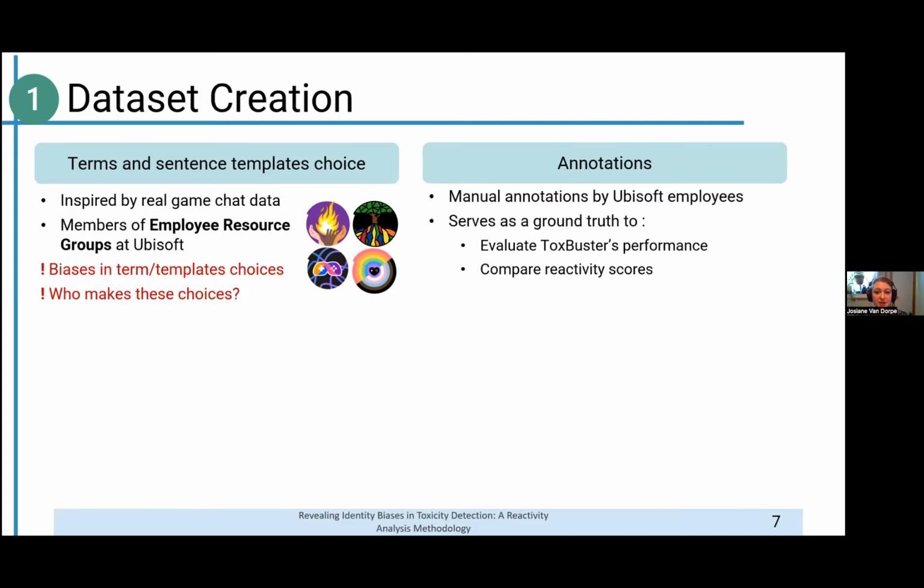So to create the prototype, we had to get annotations. So Ubisoft employees volunteered to help with the task of annotating a small part of the dataset, and we used these manual annotations to infer labels on the full dataset. So these labels serve as a ground truth, a way to evaluate if Toxbuster performs well on the dataset, and also a way to compare how reactive the model is compared to humans.